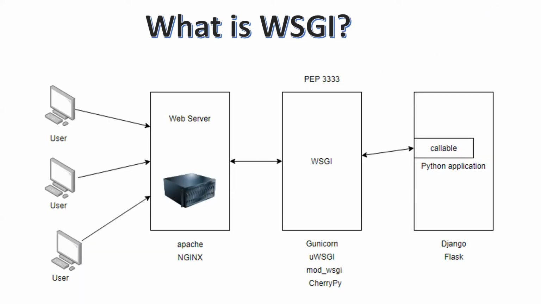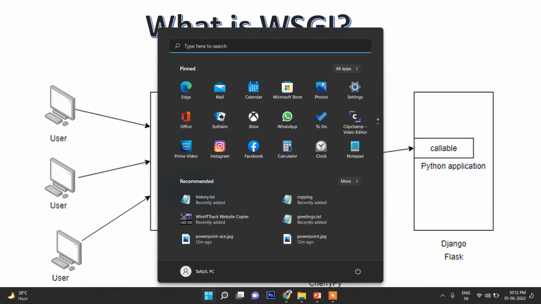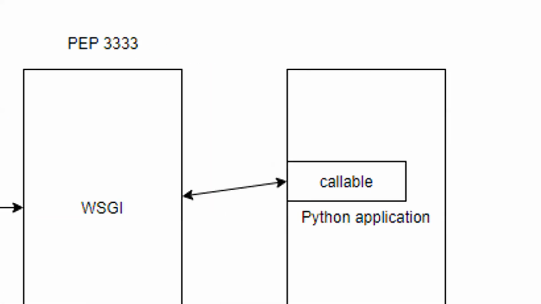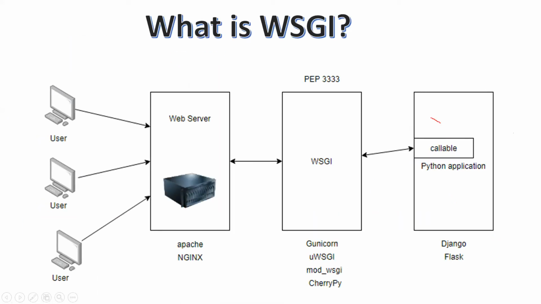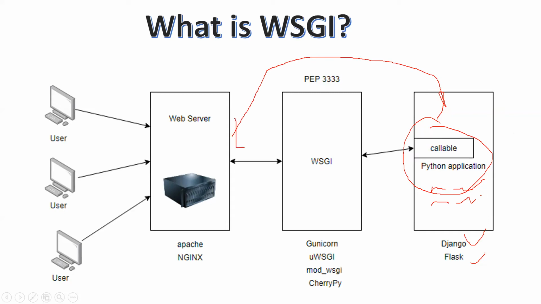So this is the illustration through which you can understand. Here you can see this is the Python application. That means it is either Django or Flask. You have written some code here. Then you are not passing it directly to the server. Rather, you are passing it to WSGI. As I mentioned before, this works as a bridge between the Python application and the web server.